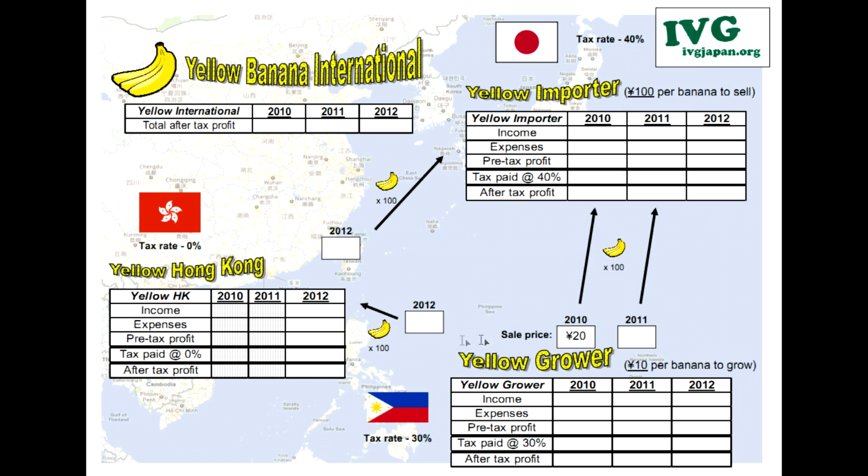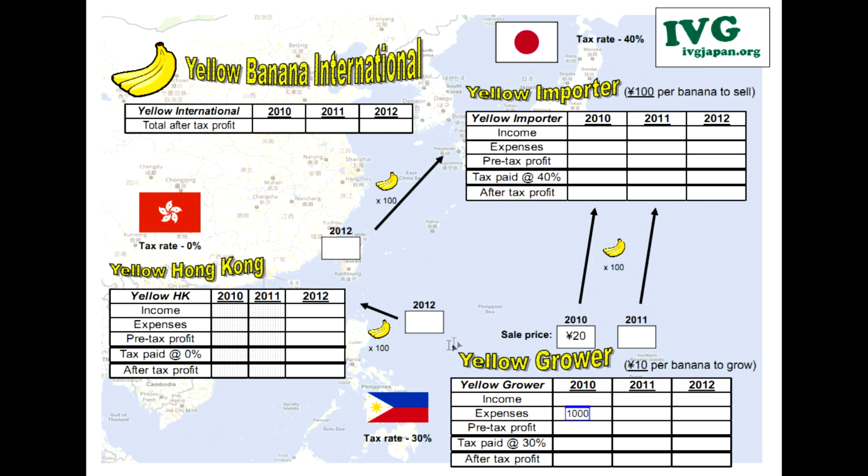So the yellow grower has a very small plantation, which can only grow 100 bananas per year, and it costs them 10 yen per banana to grow. So if we work out the expenses for the year, 10 times 100 is 1,000 yen in expenses for that company. Now they have decided, based on their costs, that selling their bananas at 20 yen per banana would be a fair price and gives them a nice profit. This they agree with the yellow importer company is a fair price for their bananas, and this is what's called an arm's length price.